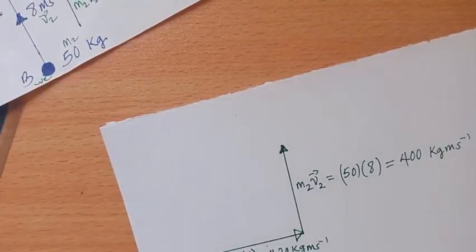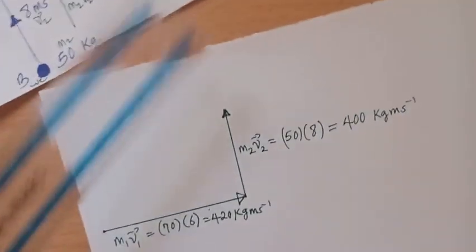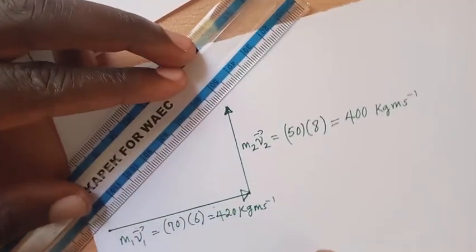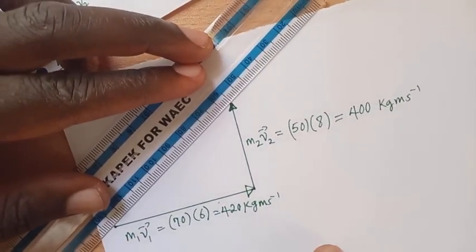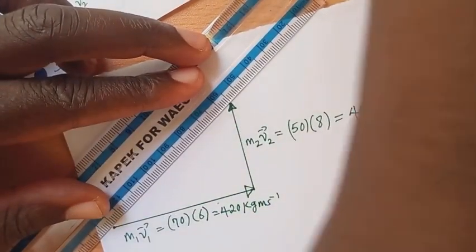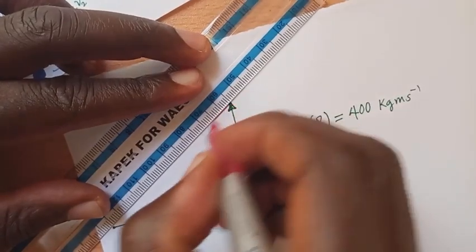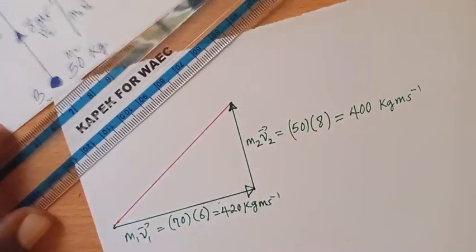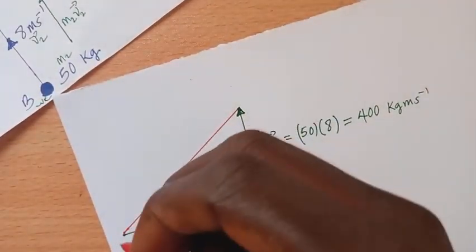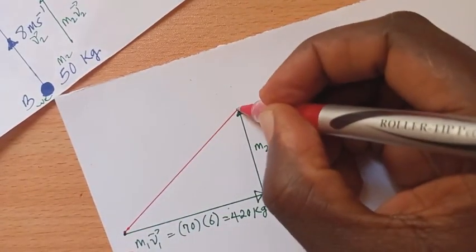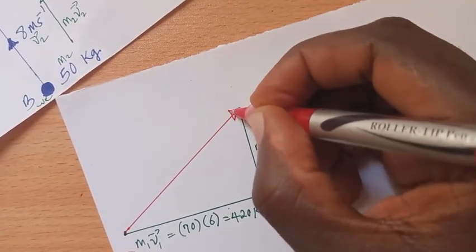Now the resultant velocity is here. You see, this is to tell you that the resultant momentum is here. This is the resultant momentum. From here, this is the tail, and then this is the head.